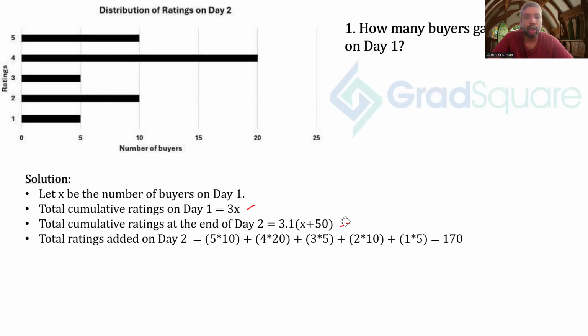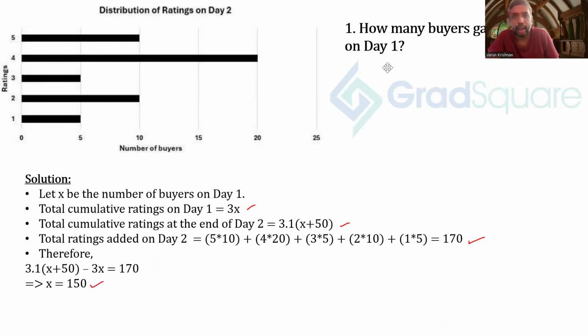On day 2, I know total number of ratings given was 5 into 10 plus 4 into 20 plus 3 into 5 plus 2 into 10 plus 1 into 5, which is 170. And 3.1 into x plus 50 minus 3x will be equal to 170. Using that, we can find the value of x, and x comes out to be 150. So the answer to question number 1, that's why, will be 150. 150 buyers came into the shop on day 1.